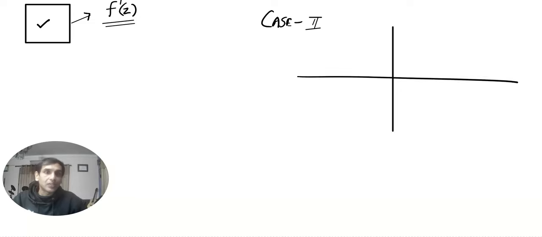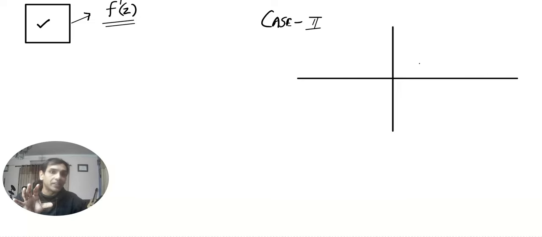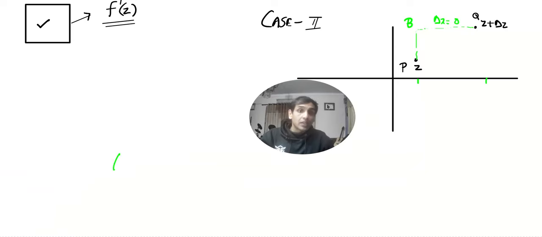In case 2, again I am drawing only the domain. So we have z and we have the complex number z plus delta z. This is our P and this is our Q. Now I am going to approach Q to P through a point called B like this. So what I did is I am going to make the change in x 0.